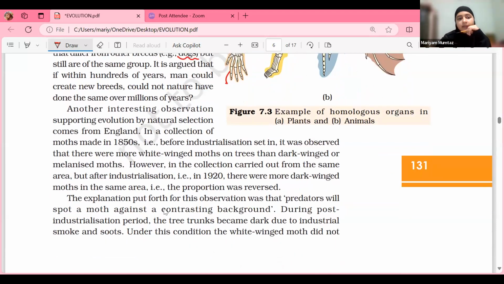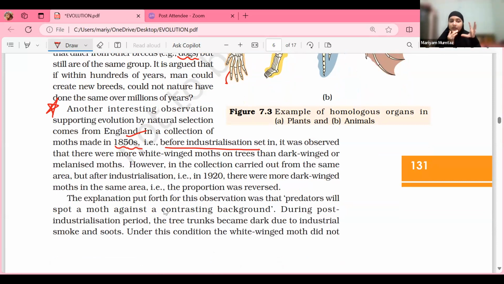All right, moving forward, another interesting observation supporting evolution by natural selection comes from England. Now, this is also very, very important. In a collection of moths made in the 1850s, that is before the industrialization period.